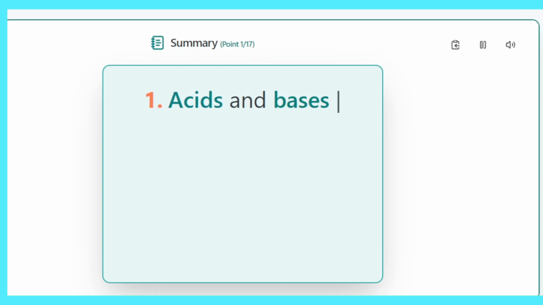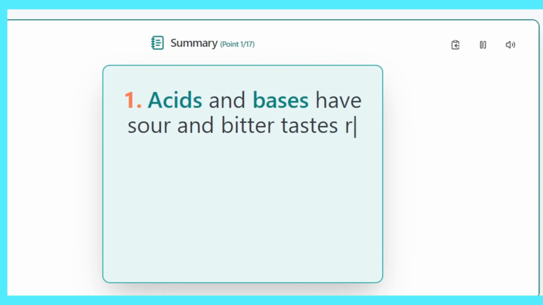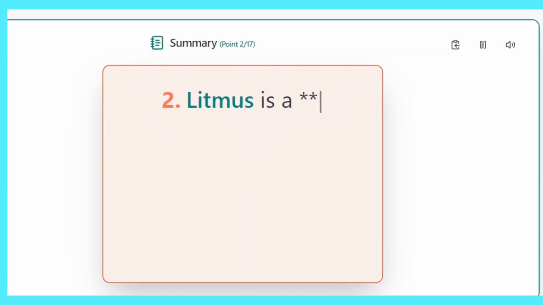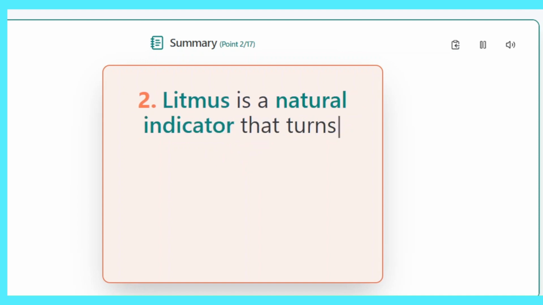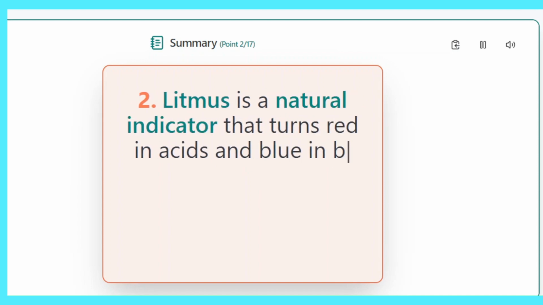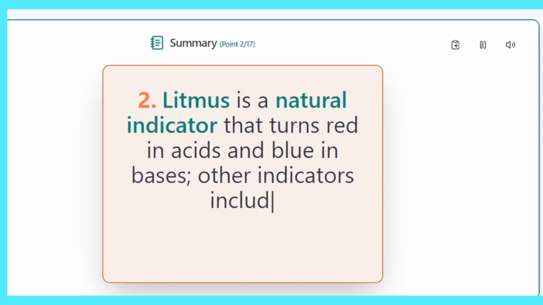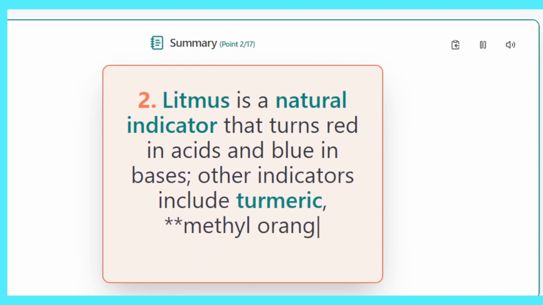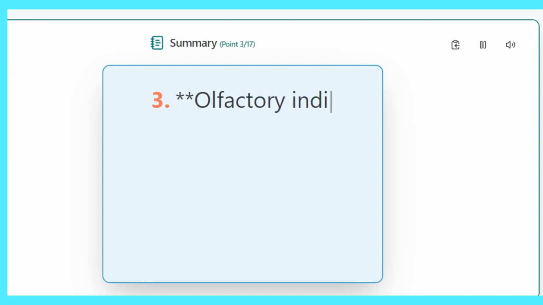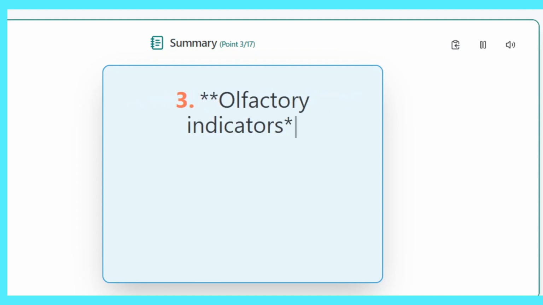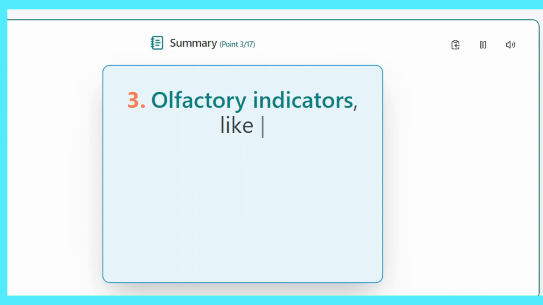Acids and bases have sour and bitter tastes respectively. Litmus is a natural indicator that turns red in acids and blue in bases. Other indicators include turmeric, methyl orange, and phenolphthalein. Olfactory indicators, like vanilla and clove oil, change odor in acidic or basic media.